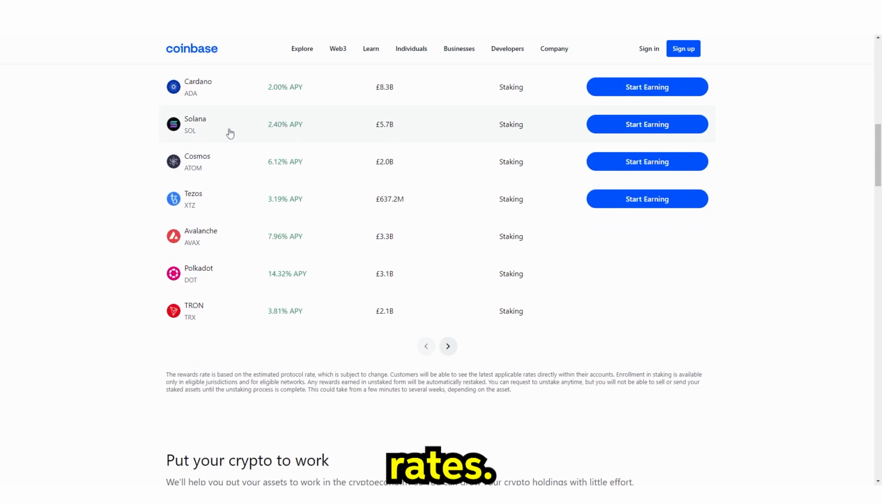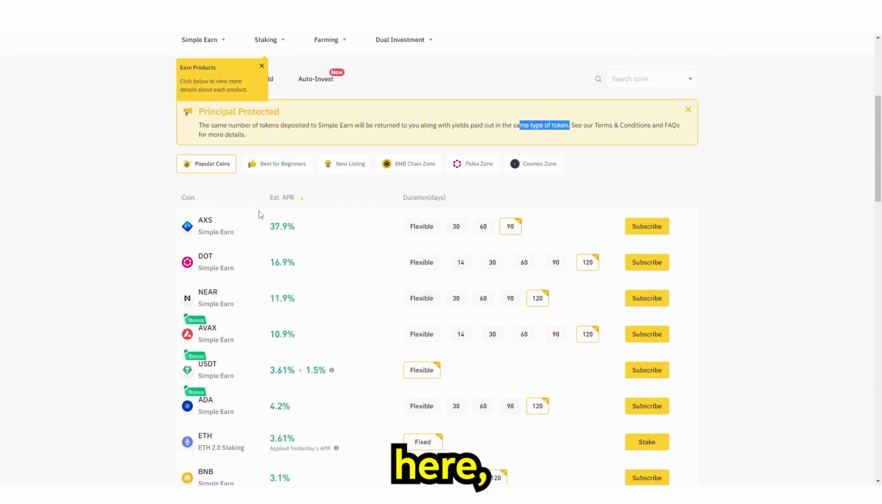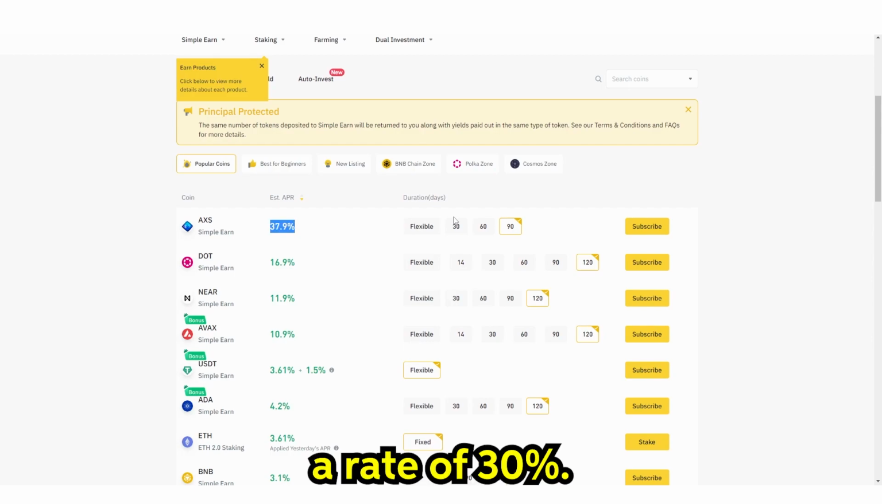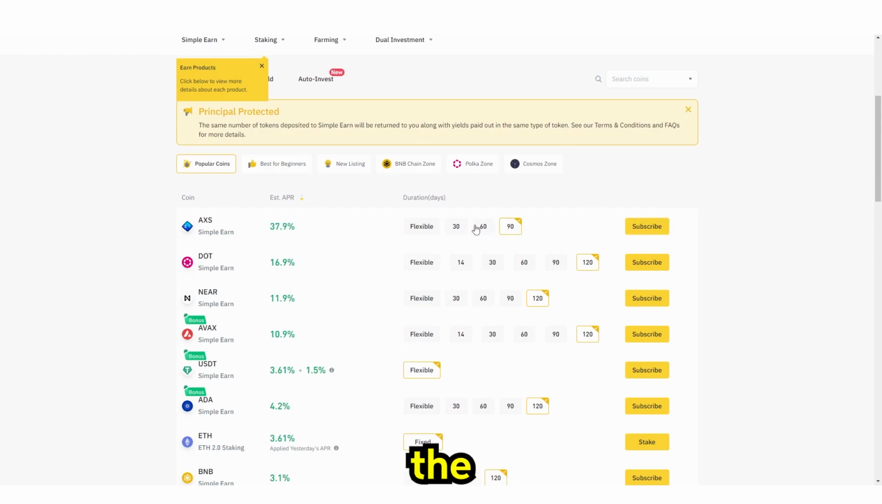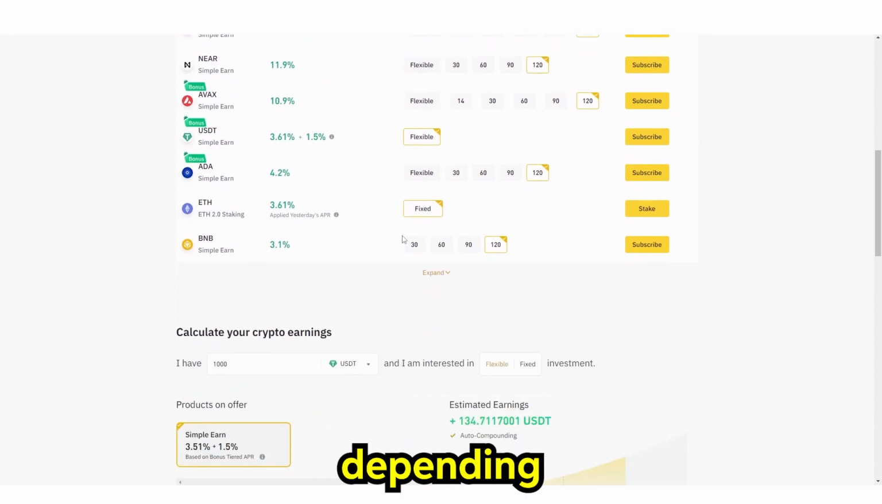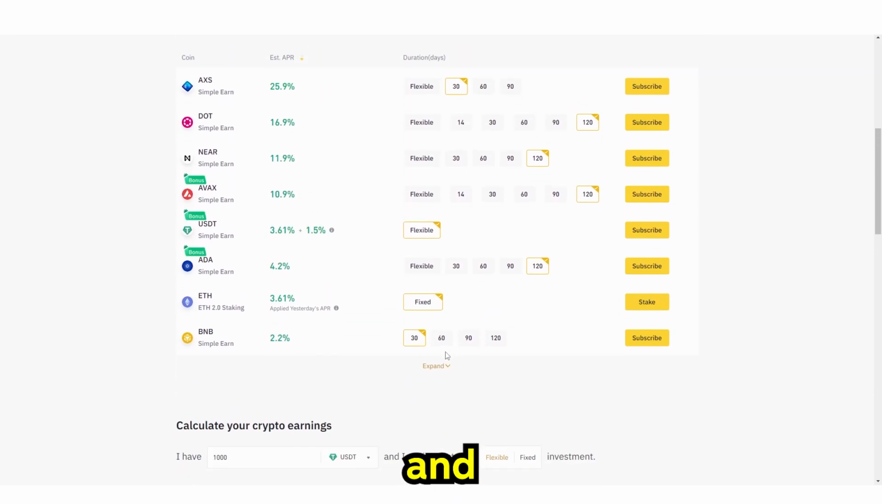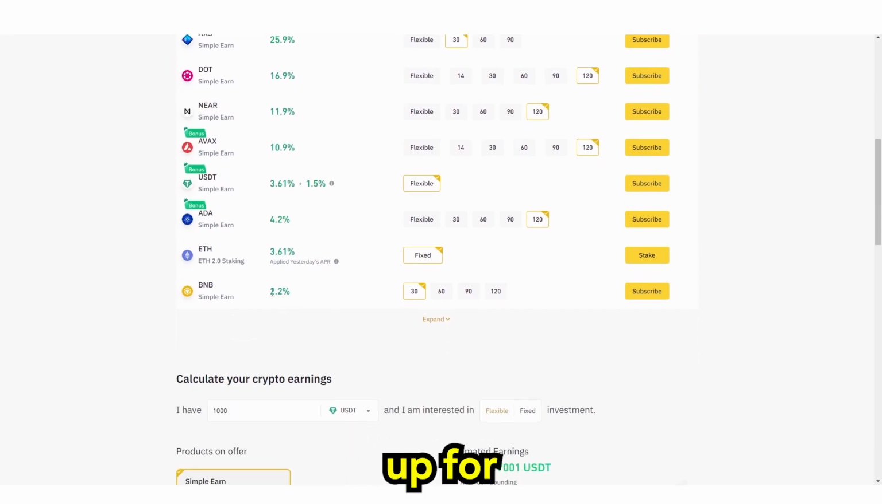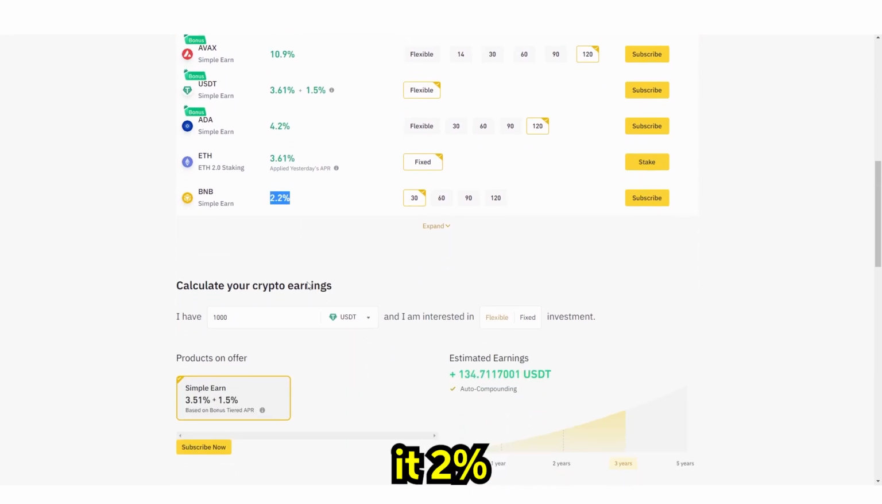Some coins have different rates. Like, you can go on Binance here. You can see that Axie Infinity has a rate of 30%. But of course, you can see the longer the date, the more you earn every single year. Now, this is something I've talked about before. Depending on which coin you want, you can have Binance coin. And of course, the lower you go, so let's say you lock it up for 30 days on Simple Earn, you can see 2% right here.